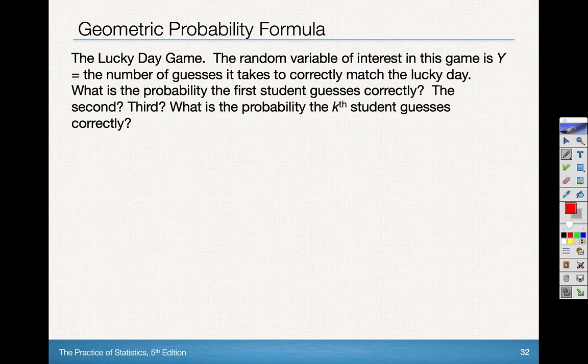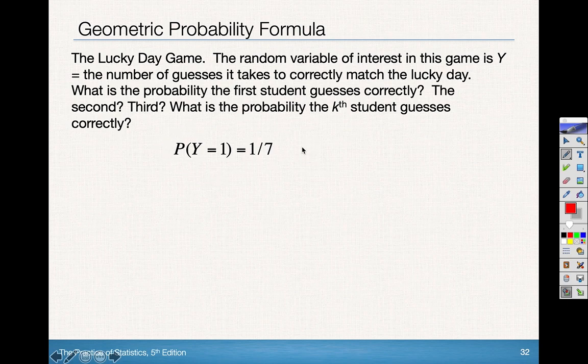If they're wrong, and here's why it is independent trials, the teacher would re-pick a different day of the week to be the lucky day. It could be the same day, or they could pick a different one. And then they would pick a new student, and that student would say, I say Tuesday. And the teacher says, no, still no success, go to the next one. The game continues until a first success occurs.